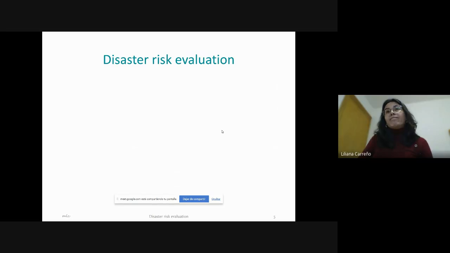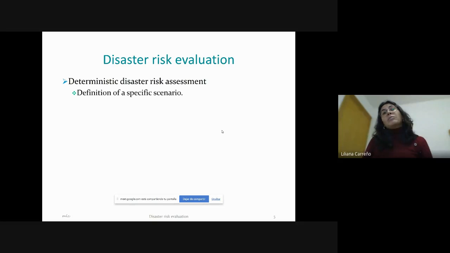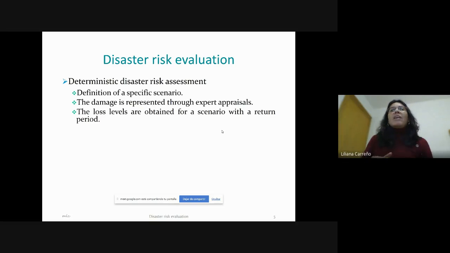This evaluation can be done with different approaches. One is a deterministic risk assessment, which starts with the definition of a specific hazard scenario. The damage is represented through expert appraisals, and the loss levels are obtained for a scenario with an associated return period.